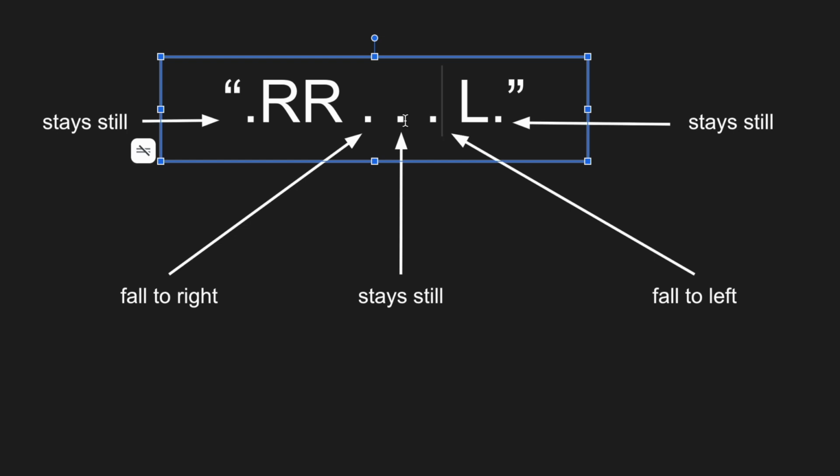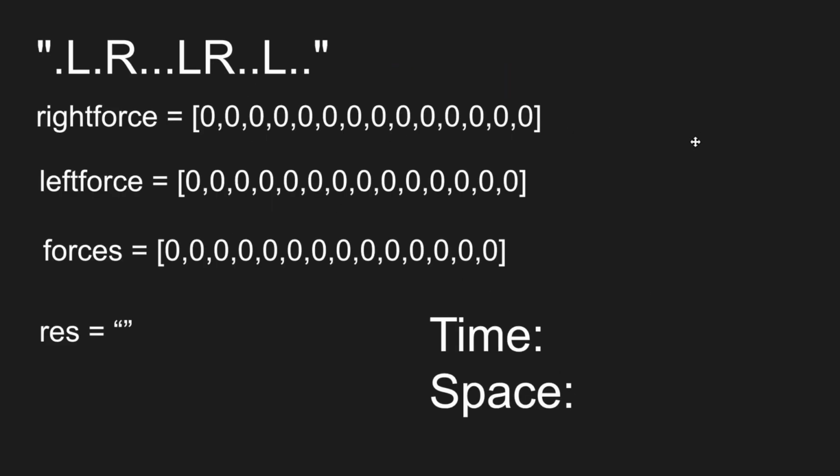So it will lean to the left, and this will be 6 plus -6, which equals 0. So if it's 0, it will stay still. And these two will also be 0. So what we can do is initialize right force, left force, and forces to zeros times the length of the string. The right force will be the forces going to the right. The left force will be the forces going to the left. And then we will add them to the corresponding index and put it in forces.